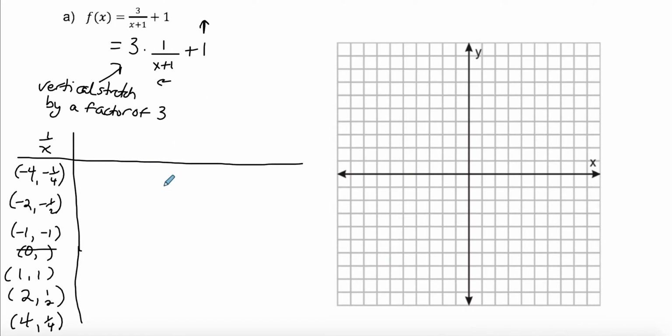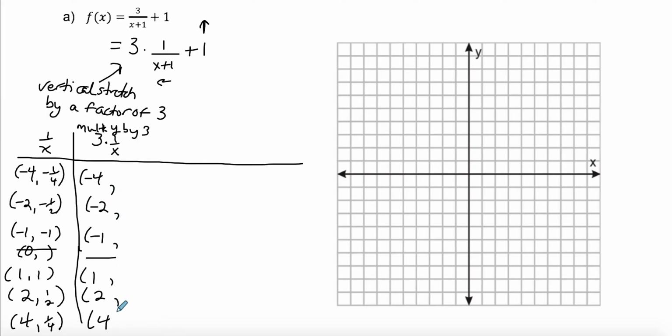So here are some ordered pairs that we can use for our original parent function. Because it's multiplication, I would definitely want to look at the vertical stretch by a factor of 3 first. That means I have to multiply my y values by 3. So my x values are all going to stay the same. I have this point where I can't find a solution because I can't divide by 0. So I'm going to multiply all of my y values by 3.